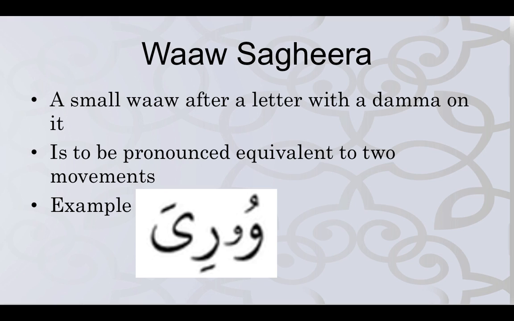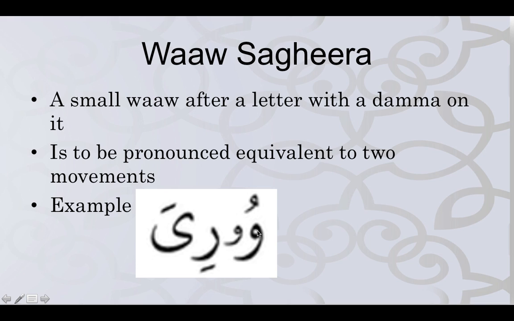But the addition of the Waaw Sagheera makes the letter extend to two movements. So in the example that you see below, we have a big wow with a damma on top of it. Wow, damma. And then this tiny little wow that you see right here, this small vowel wow, this is the Waaw Sagheera. And so this is how this is going to be pronounced.